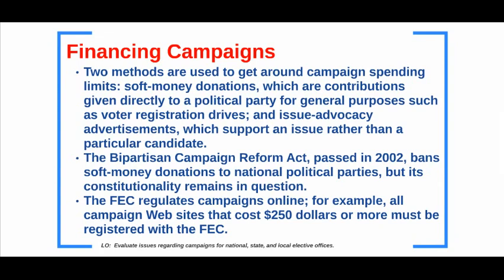The FEC regulates campaigns online. For example, all campaign websites that cost $250 or more must be registered with the FEC.